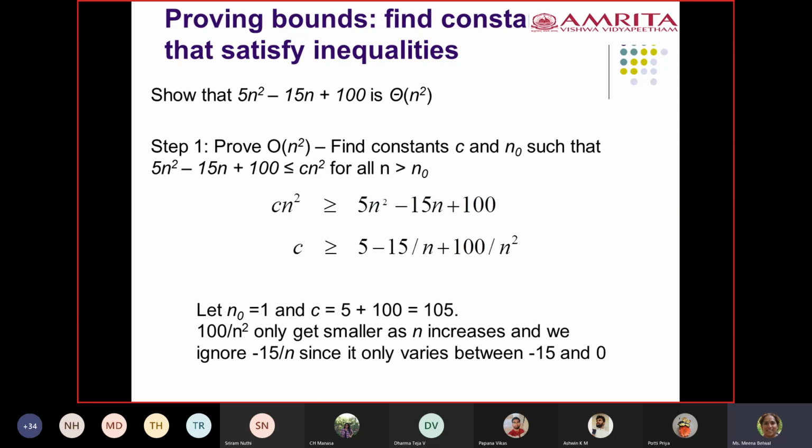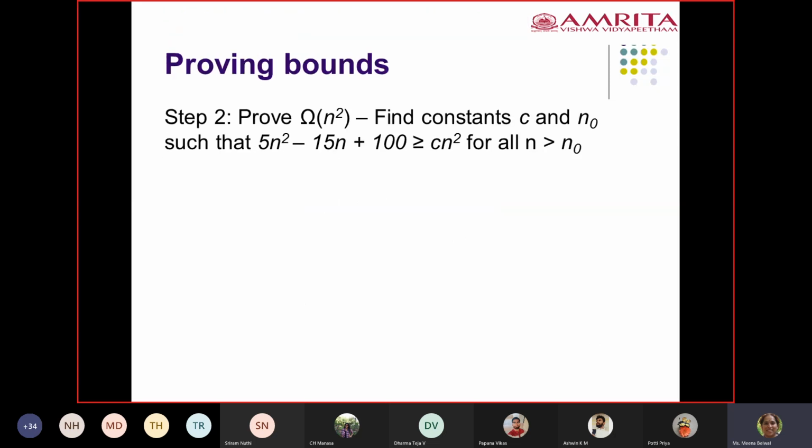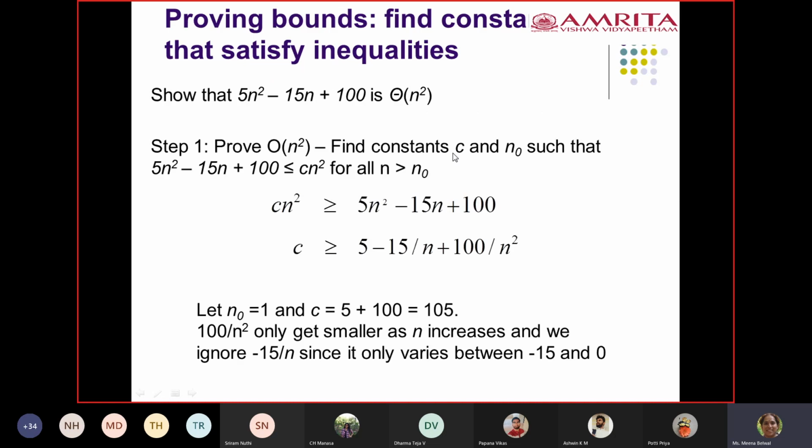We have done only half; we have only done step one. Now we are up to step two, to find out omega n square. Again, I need to find the constants c and n0 such that this inequality is satisfied: 5n square minus 15n plus 100 is greater than or equal to Cn square. That's what we want to find out.